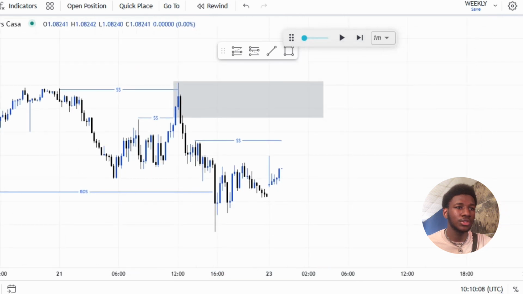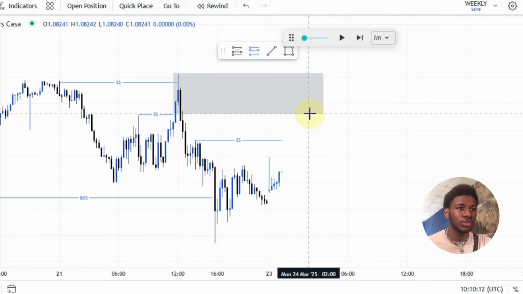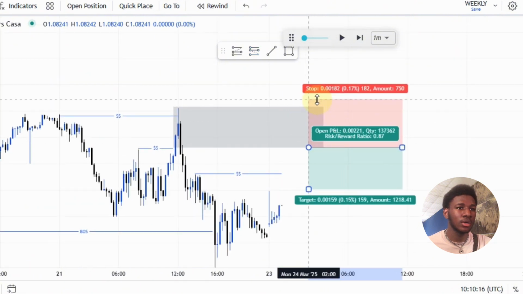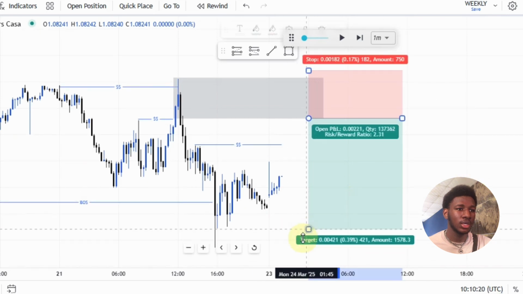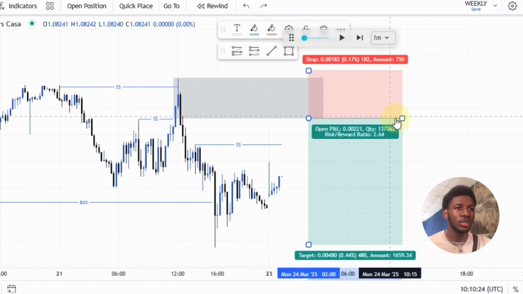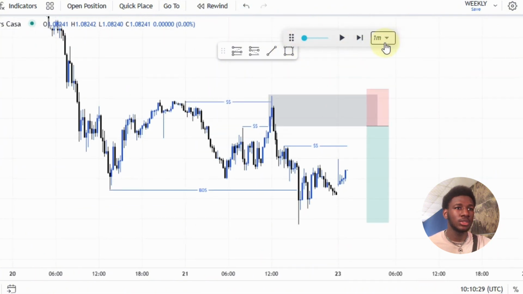So price was already retracing, and when I saw this retracement, I set my limit order here around this point. So that was my entry, and my take profit was at the most recent low, giving me a 1 to 3 risk to reward. And yeah, let's play this trade and see how it played out.